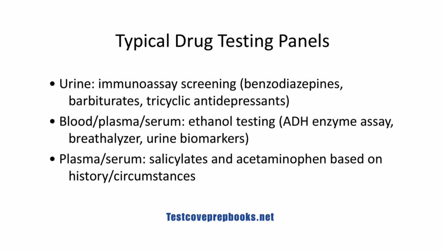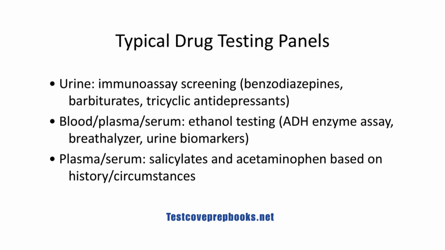For workplace testing, urine is the common specimen and is screened by immunoassay. The panels often include benzodiazepines, barbiturates, and tricyclic antidepressants in addition to standard workplace drugs. Blood, plasma, or serum may be used to test for ethanol, often using alcohol dehydrogenase enzyme assays on automated analyzers, or a breathalyzer in field testing.